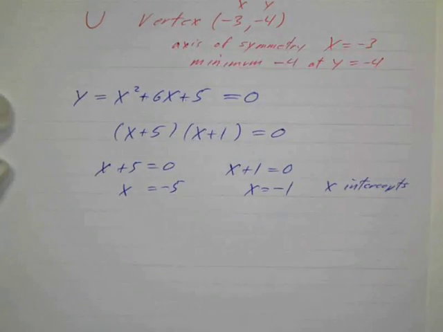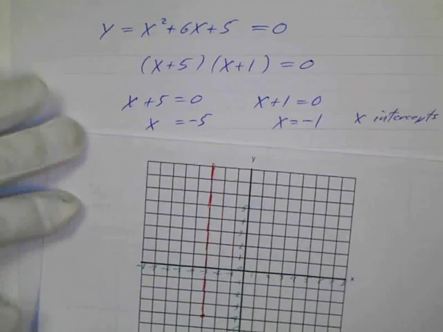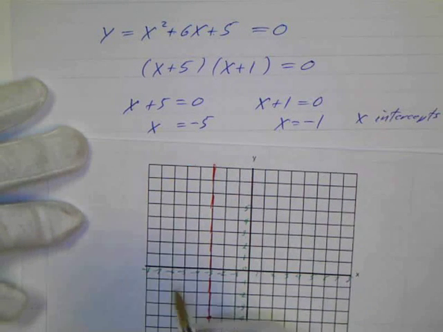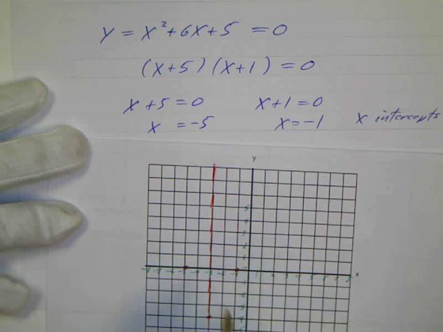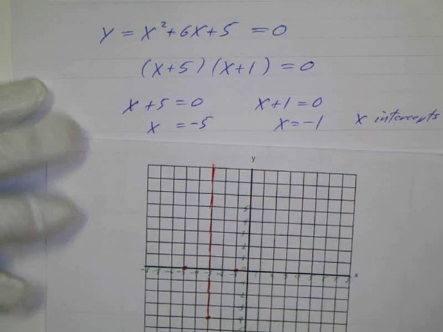So I can put those in, -5 and -1, so -5 is over here, and -1 is here. And that makes sense because they're both 2 units on either side of the axis of symmetry.